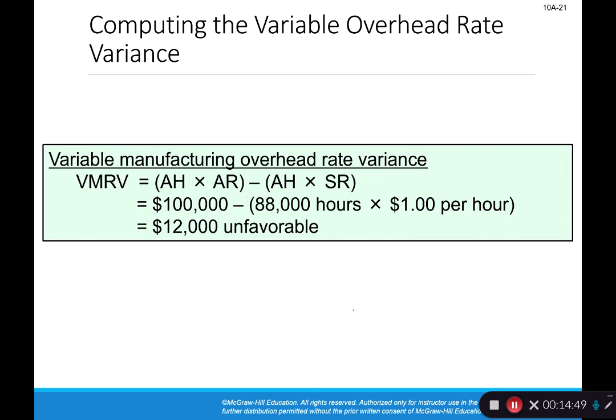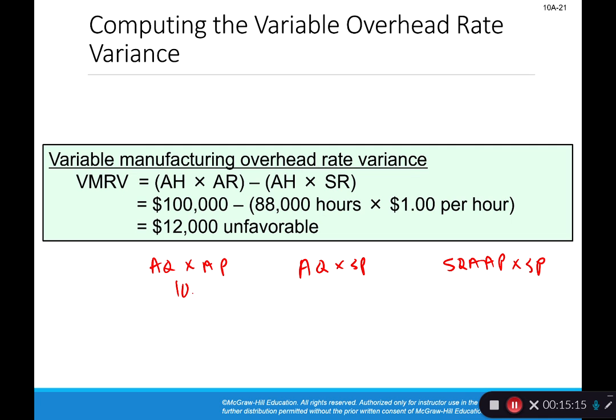So real quickly, the variable manufacturing overhead rate variance is calculated as 12,000 unfavorable using the algebra. Again, I'm not a huge fan of the algebra. I would probably do actual quantity times actual price, actual quantity times standard price, standard quantity allowed for actual production times standard price.